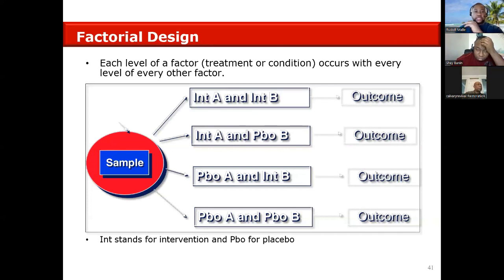The factorial design becomes a little bit complex, because of course they may have treatment at different conditions. They may have to use treatment and also the condition. So it stands for intervention and of course placebo. Looking at intervention A and B, we have the outcome. Intervention A and placebo B have the outcome. Placebo A, intervention B have the outcome. Placebo A and placebo B have the expected outcome. So these are all the different factors that may be involved for the factorial design.